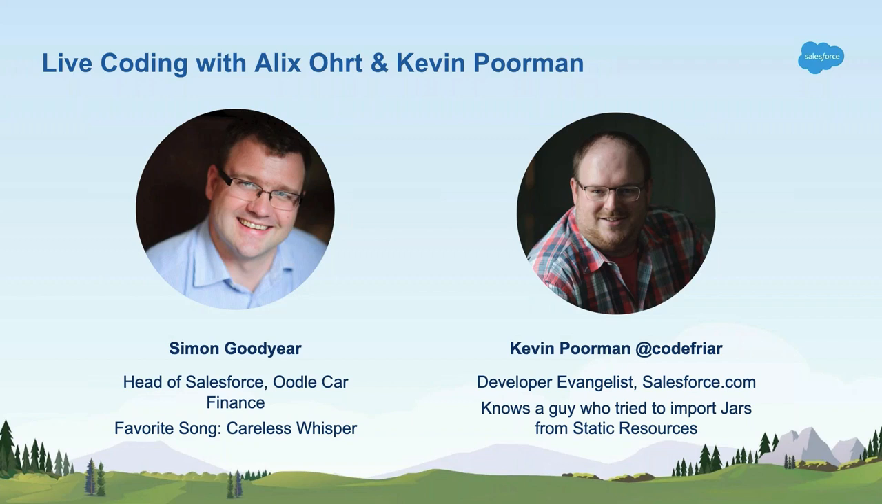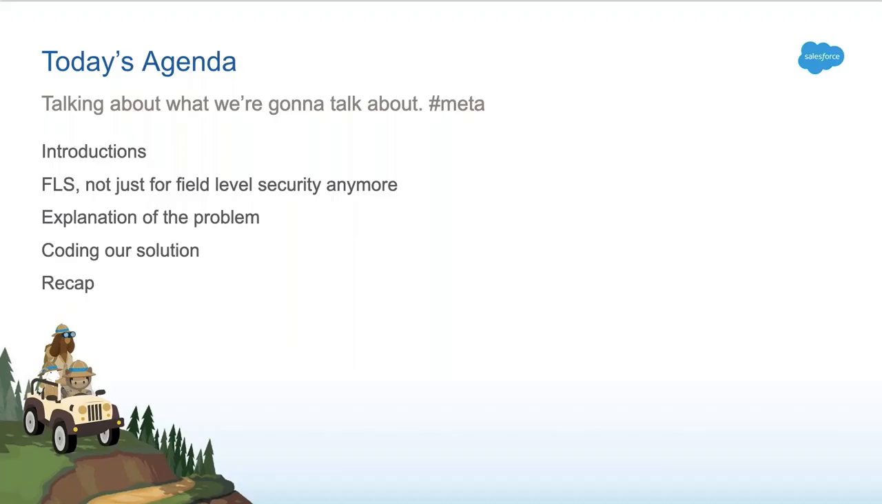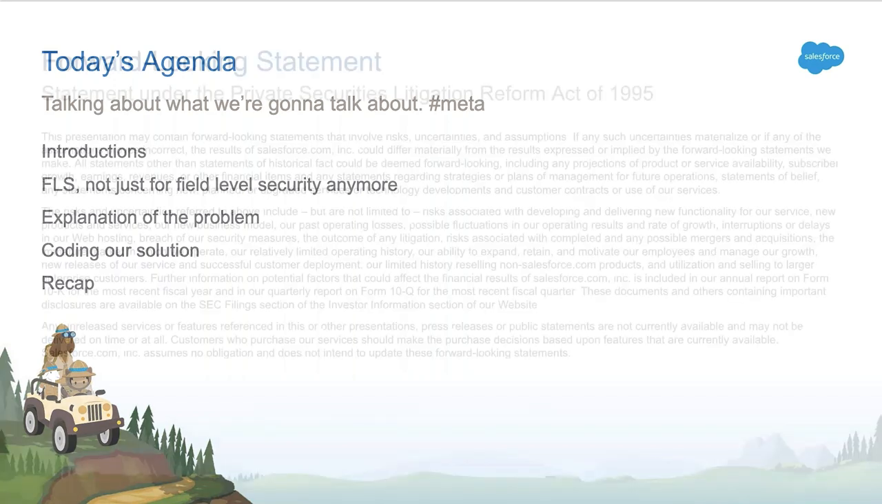So with that said, let's jump into what we're going to talk about today. We're going to talk about how field level security, or FLS, is not just for field level security anymore. We're going to talk about what the problem domain is we're going to work on today. Then we're going to actually code the solution for the problem domain. That's the interesting portion. This is the not interesting portion here while we go through slides. And we've got a recap. So let's start with the field level security. The FLS is not just for field level security anymore.